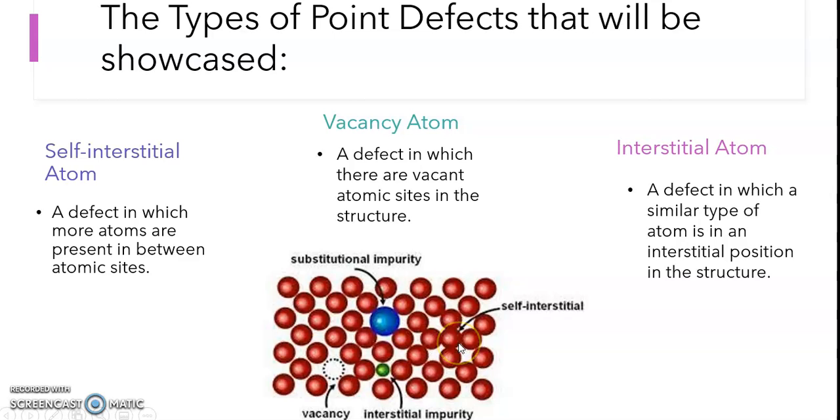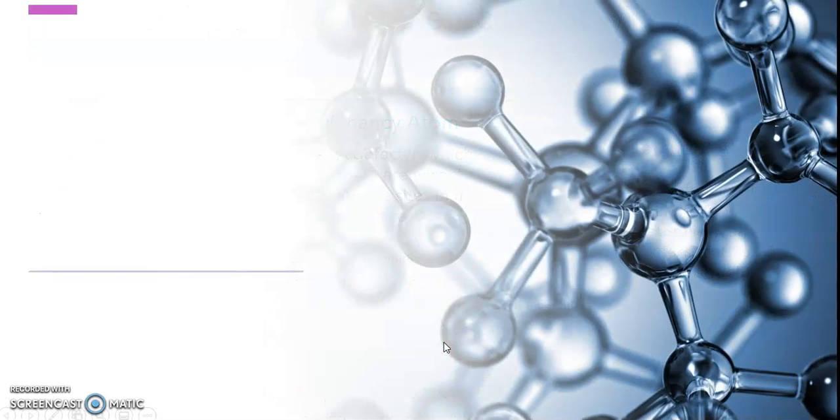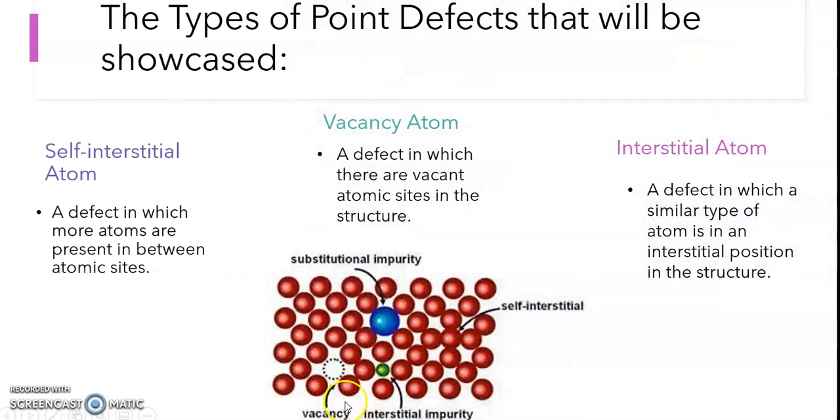For self-interstitial atom, you will soon see this in my 3D model, and you can see that this also disrupts the pattern of the atomic structure. And the vacancy atom just means that there is no atom present, which is why it is a vacant atom. And the interstitial atom here is also a different color, so it could be a different element, a different atom in the structure, and it is a different size.